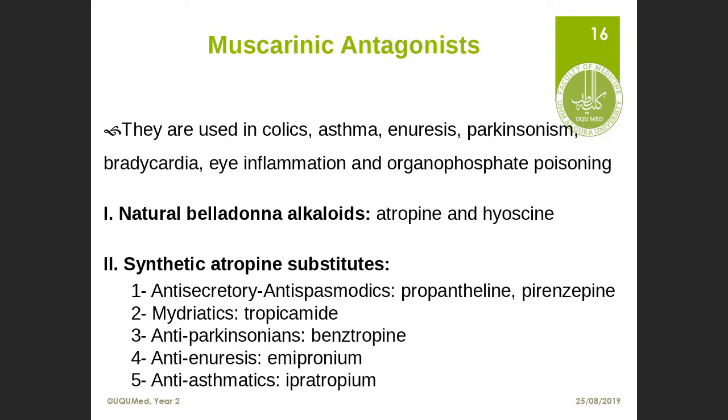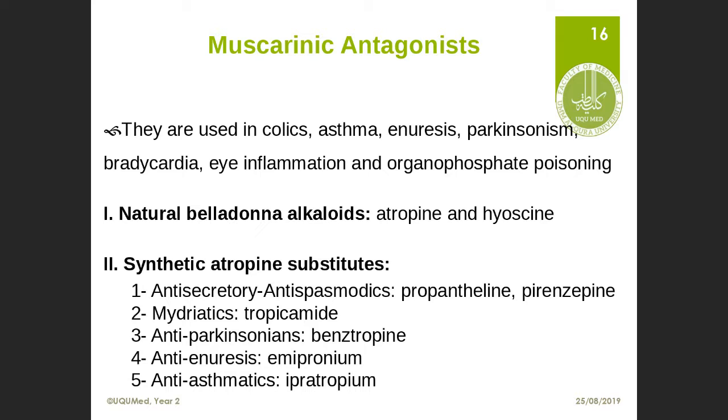One is nocturnal enuresis, meaning the babies who have increased urination at night time, and the other is diurnal enuresis, meaning some babies have the habit of urinating more in the daytime. So some of the muscarinic antagonists are also used for the treatment of this enuresis.